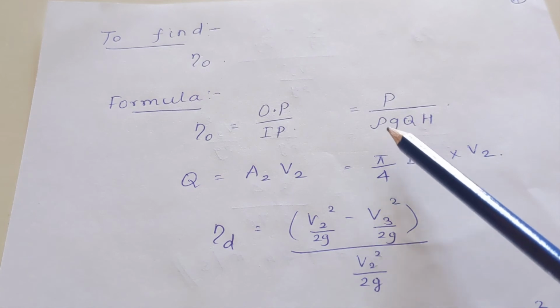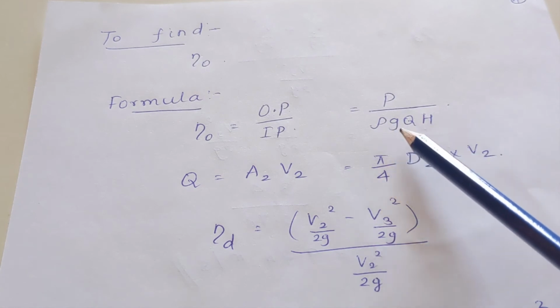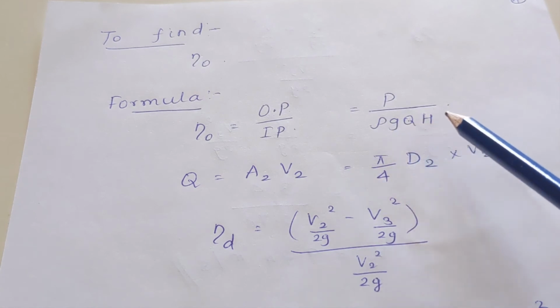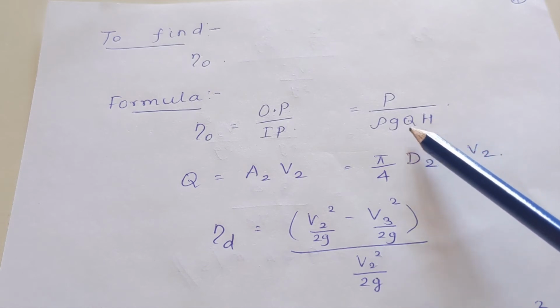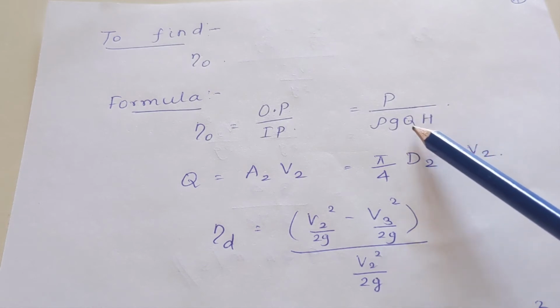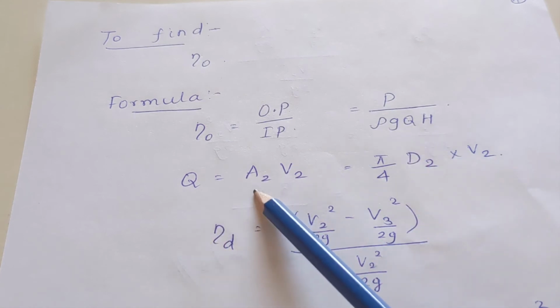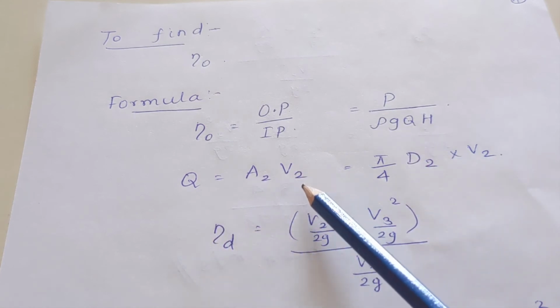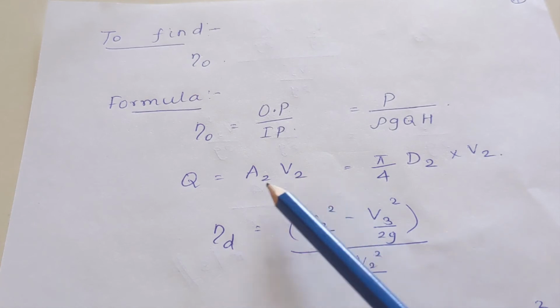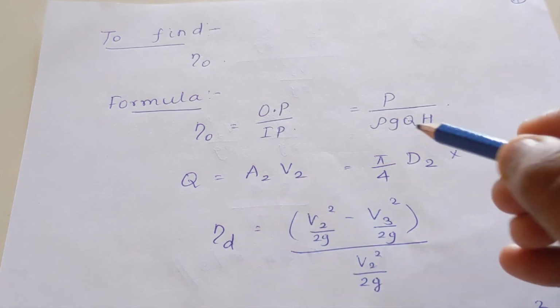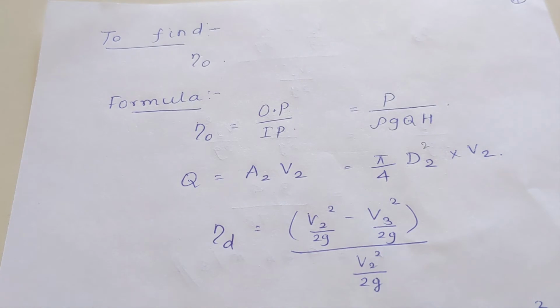What is the input power? Rho G Q into H. Rho we know, G also we know. They have given H but we don't know what is Q. So write the formula for Q. Q is equal to A2 into V2. A2 is nothing but pi by 4 D2 square, into V2. Here they have given the diameter but we don't know what is V2.